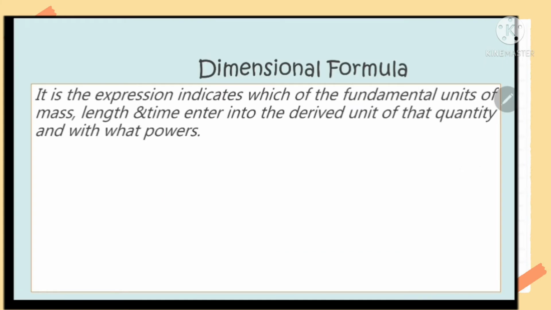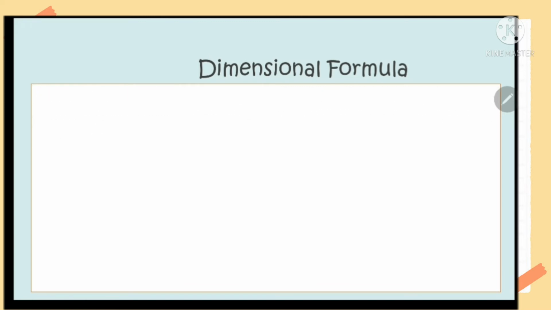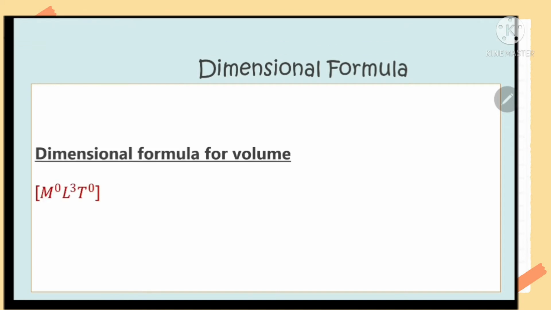In dimensional formula, we express how many times, and which fundamental physical quantities come in the derived physical quantities, isn't it? How many times it comes represents the derived physical quantities. So we can say that dimensional formula is the expression which shows how and which of the fundamental quantities represent the given physical quantity. So these expressions are called dimensional formulae.